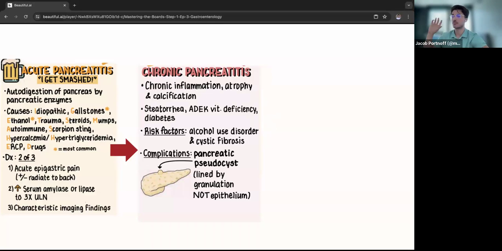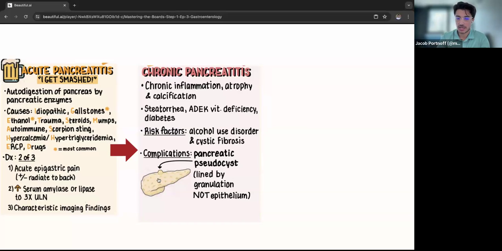Remember, pancreas both has an endocrine function and an exocrine function. So remember your insulin, beta cells, alpha cells, and glucagon, et cetera, and then also stay on the lookout for the endocrine functions as well. Risk factors of course, alcohol use disorder and cystic fibrosis.